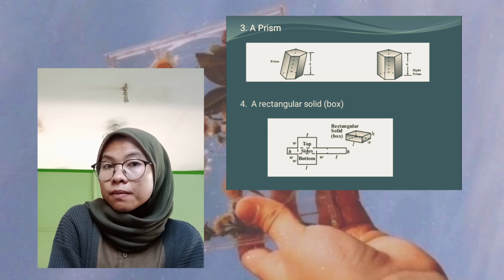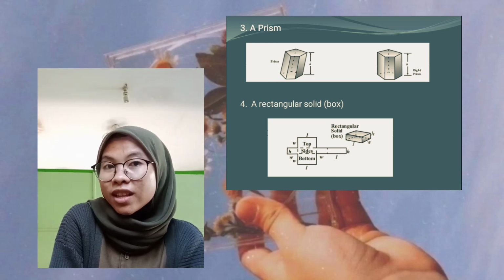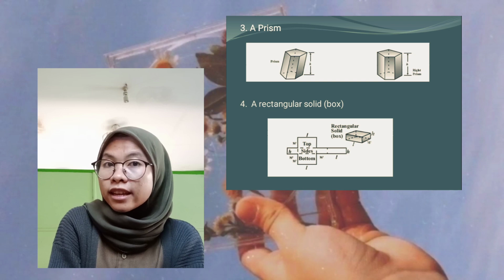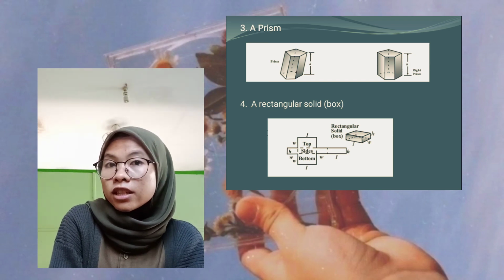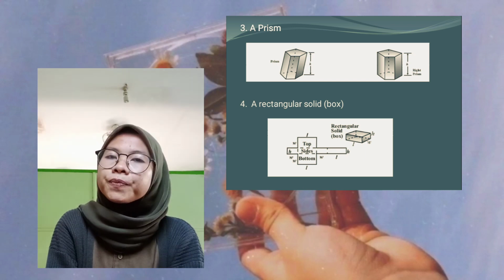A right prism is a prism whose lateral faces are rectangles. Distance h is the height of any of the lateral faces.